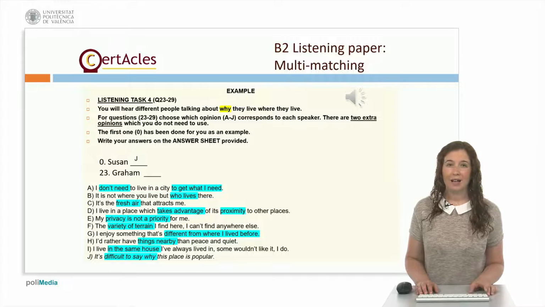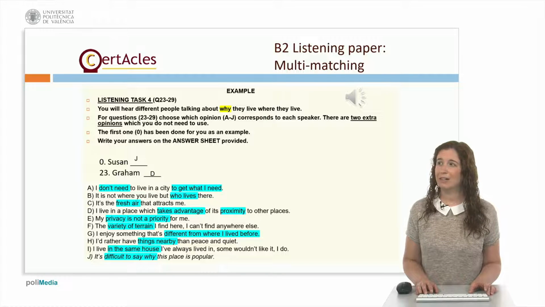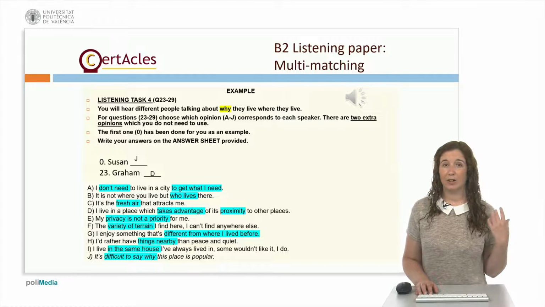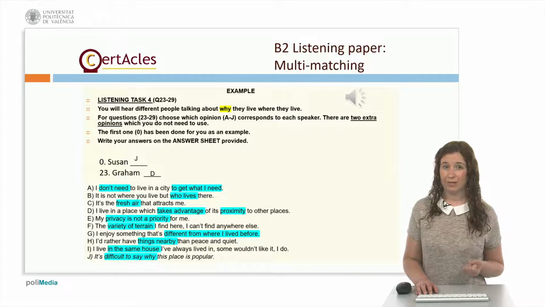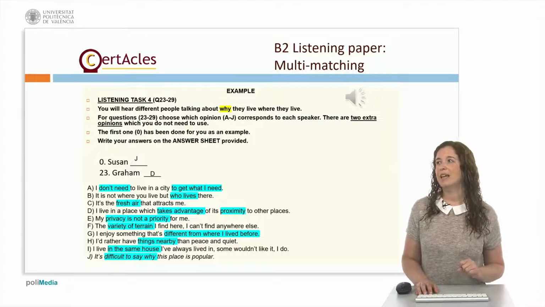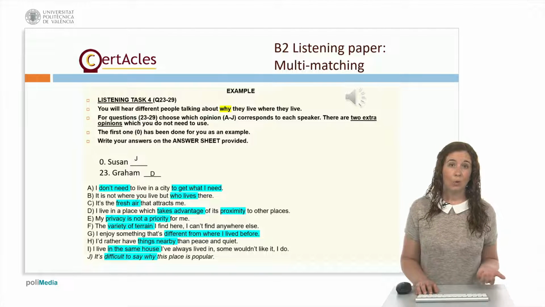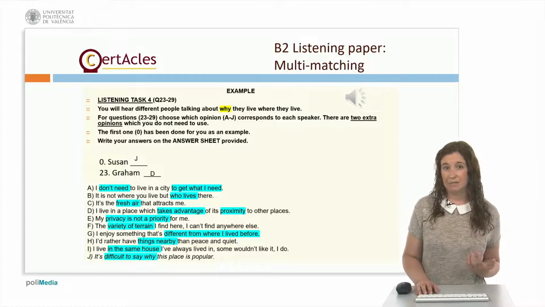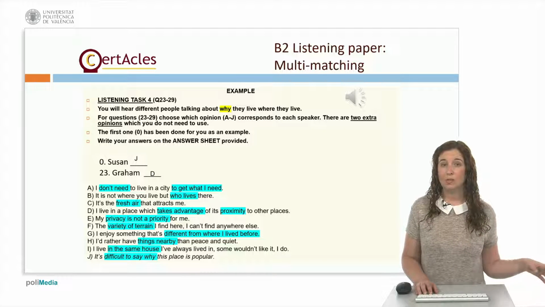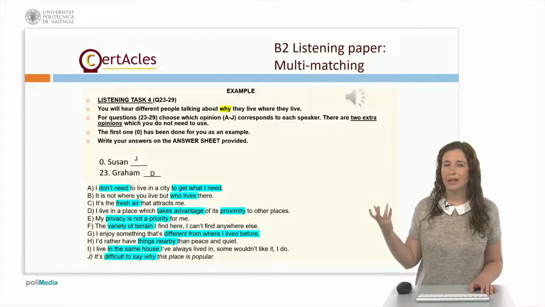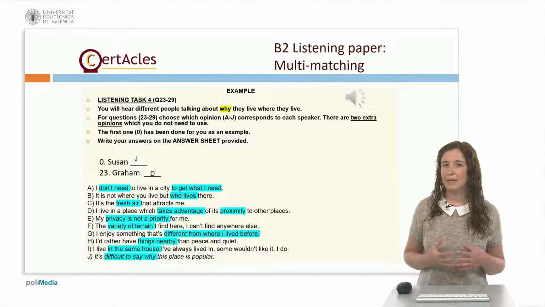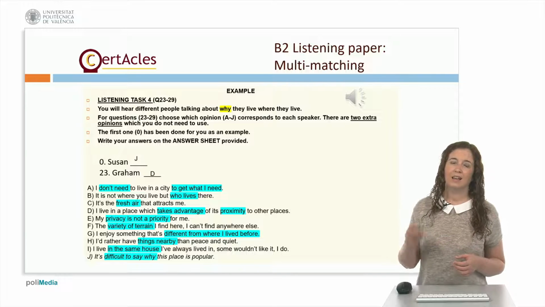And then what about Graham? Which is the correct option in this case? Well, the correct option is going to be D. "I live in a place which takes advantage." In the recording, you can hear "which benefits." Instead of "takes advantage," they use the word "benefits," okay, which would be a word with similar meaning. And "benefits from being close to." Instead of using "proximity," they are using "from being close to" other places. So this is the type of thing you have to do. You need to try to get similar expressions, okay, that mean exactly the same thing as the option you have in the task.